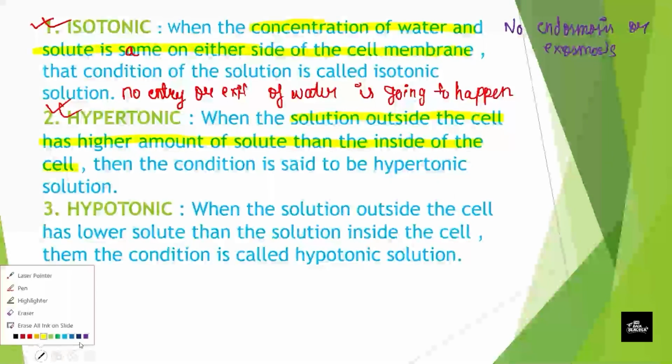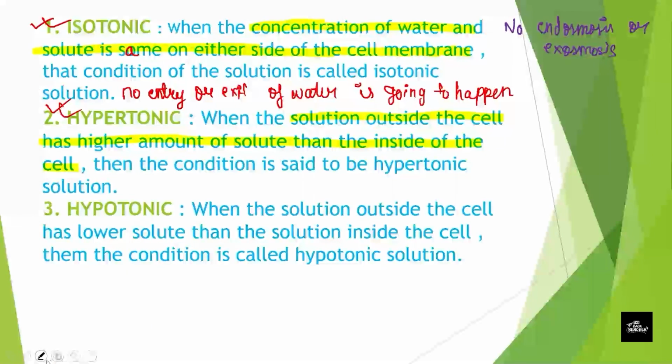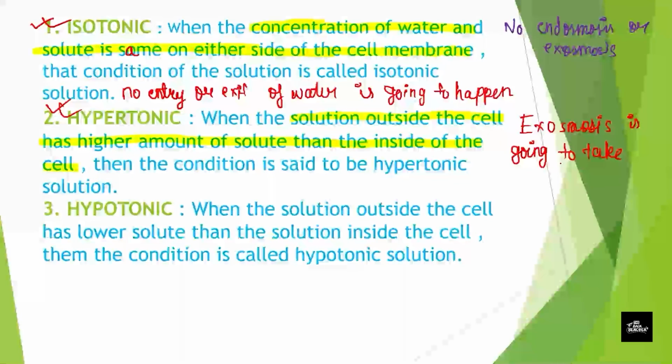That means in hypertonic solution, only exosmosis is going to take place, because water is going to come out of the cell. If you remember the diagram in the previous slide, the arrows were coming out of the cell. That means water was coming out of the cell, which means exosmosis was taking place. So exosmosis is going to take place here. That is, water comes out. That is why exosmosis takes place.